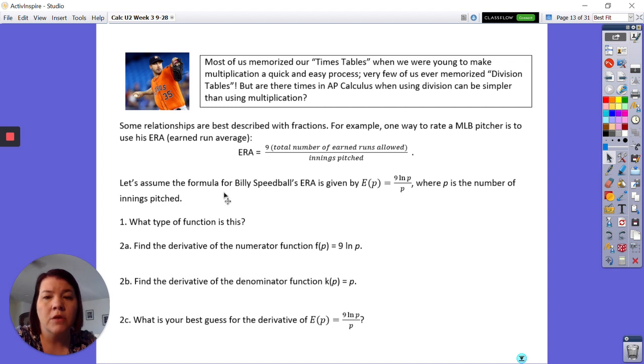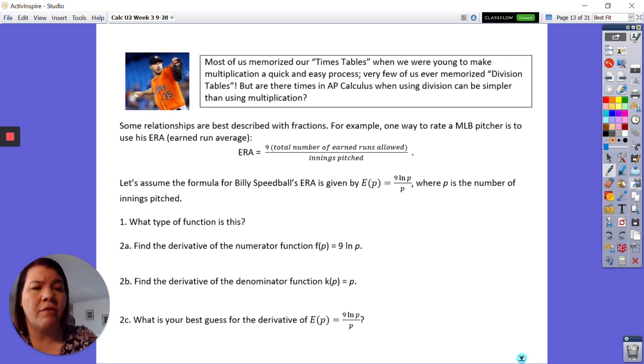Let's assume this formula for Billy's ERA, where P is the number of innings pitched. What type of function is this? This is a quotient: a logarithm divided by a linear function. It's a little bit strange. We did a little bit of putting equations together in Math 3, but calculus puts a lot of different kinds of equations together.